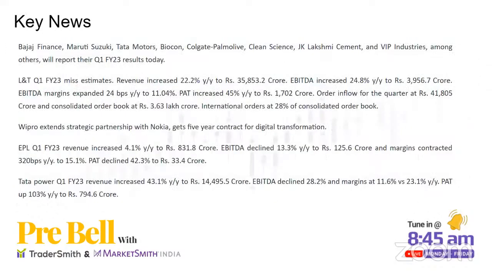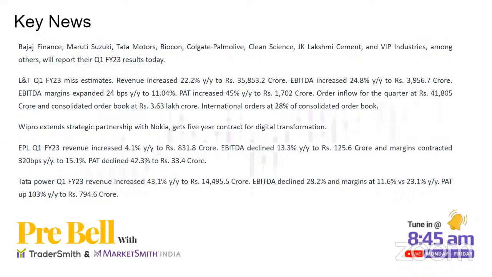Talking about the key news, as the result session is going on, post the market hours, L&T's Q1 FY23 was the biggest result. It was a miss on the estimates, where revenue increased by 22.2% YOY to 35,853.2 crores. EBITDA increased by 24.8% YOY to 3,956 crores. EBITDA margin expanded by 24 bps YOY to 11.04%. PAT increased by 45% YOY. On the order book front, order inflow for the quarter was around 41,805 crores, and the consolidated order book stood at 3.63 lakh crores. International orders stand at 28% of the consolidated order book.